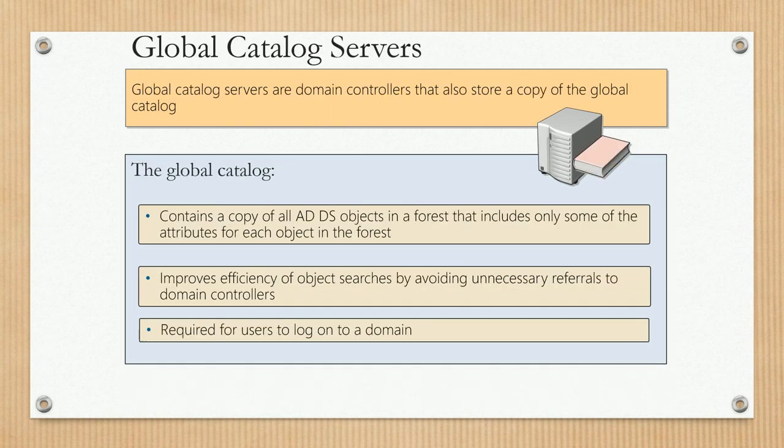Now the global catalog server. Global catalog servers are domain controllers that also store a copy of the global catalog. The global catalog contains a copy of the ADDS objects in the forest that includes only some of the attributes of each object in the forest. It improves the efficiency of object searches by avoiding unnecessary referrals to the domain controller, and it is required for a user to log on to the domain.